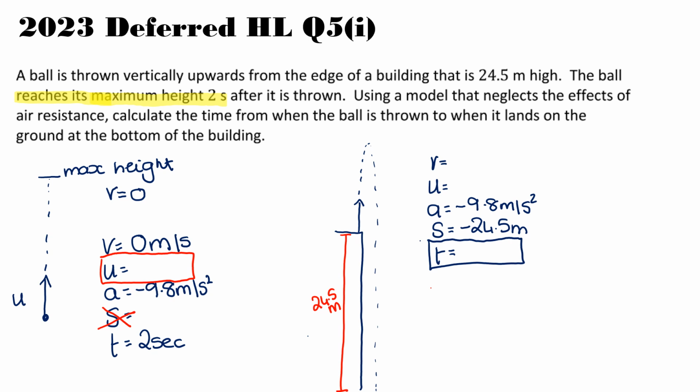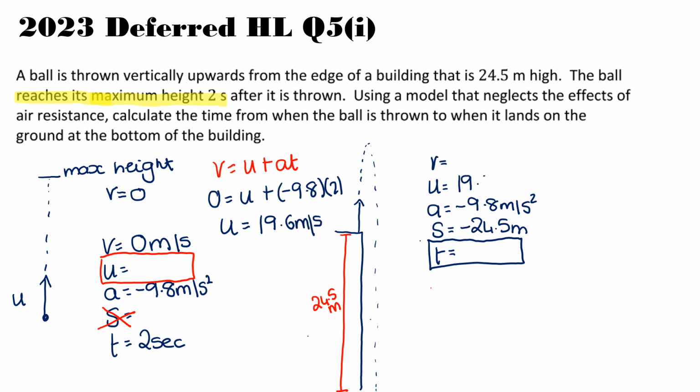So going to our log tables to find a formula that doesn't have s, we find v equals u plus at. So that piece of information is allowing us to figure out the initial speed at which this ball was thrown or projected. So that's going to be minus 9.8 by 2. So u ends up being 19.6 meters per second. So we're going to plug that back in over here. Now that we have that information, we're good to go.